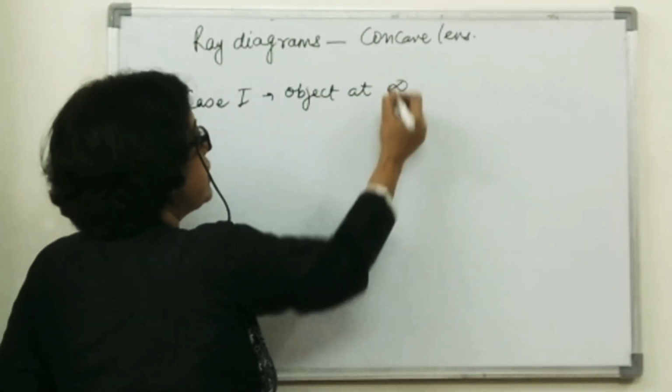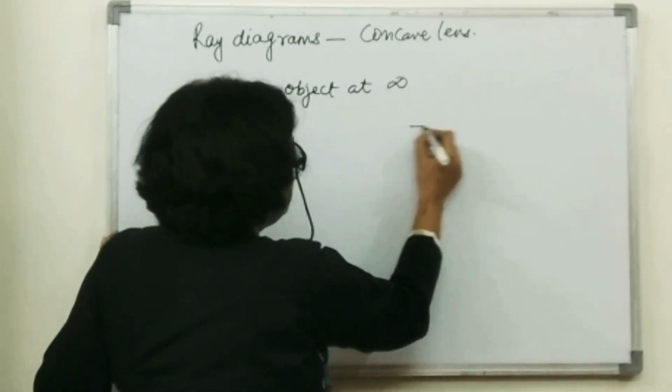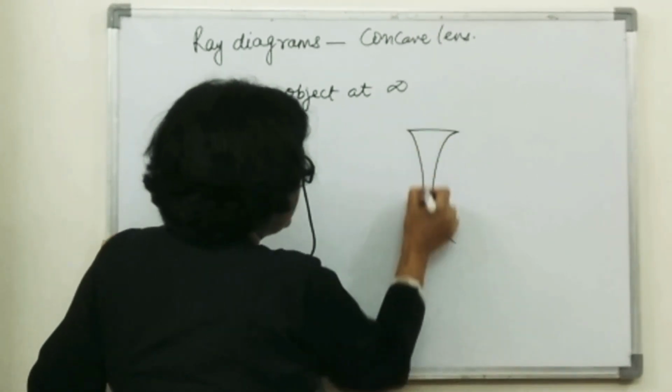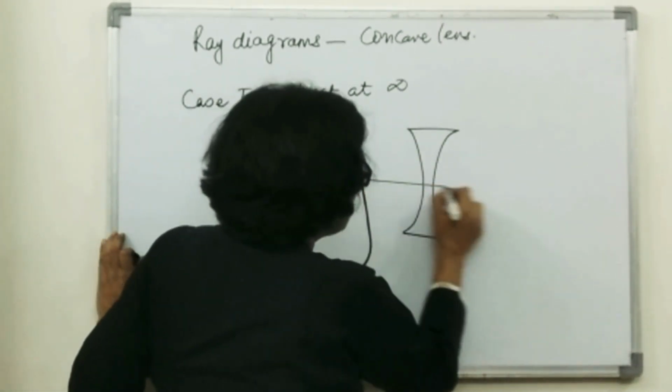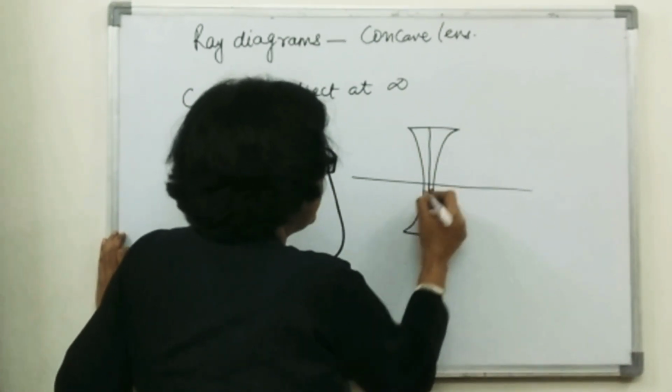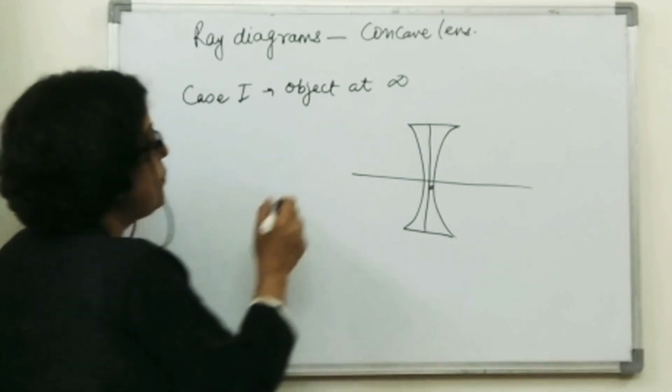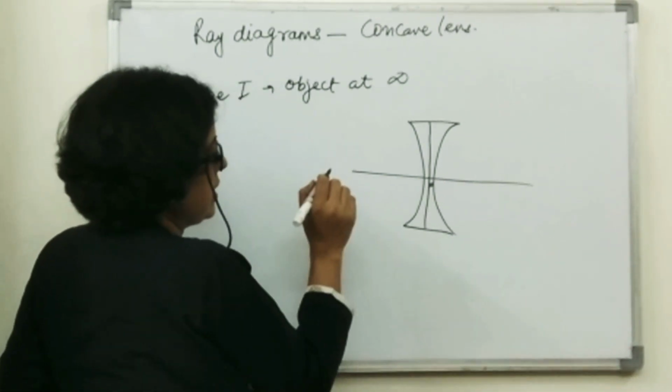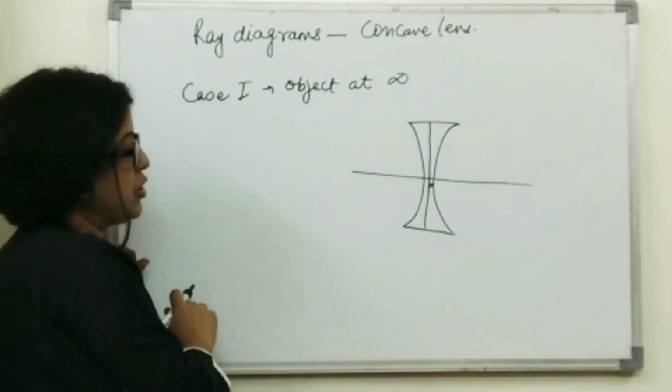Okay, object at infinity. So for that, we have to draw the lens. While you're drawing the ray diagrams, I've told you, you can use a compass or a protractor for drawing the lens, or you can do it with your free hand if you can draw it easily. Fine. So this is our lens. The first step, drawing the principal axis.